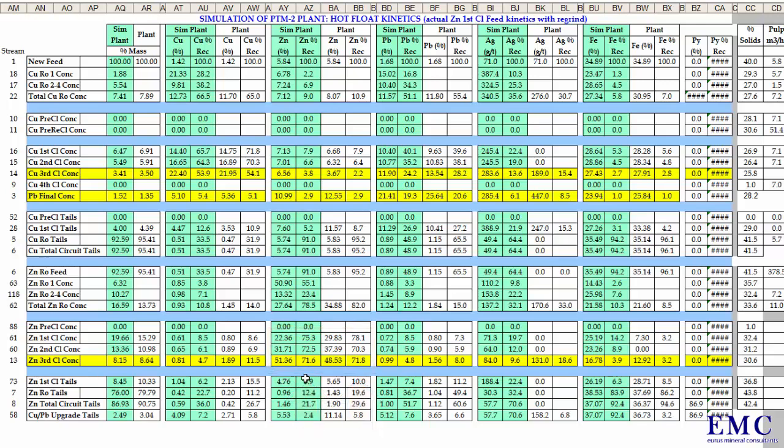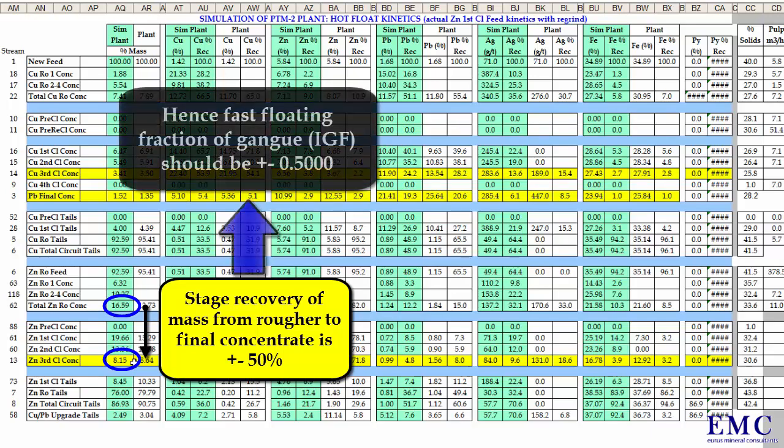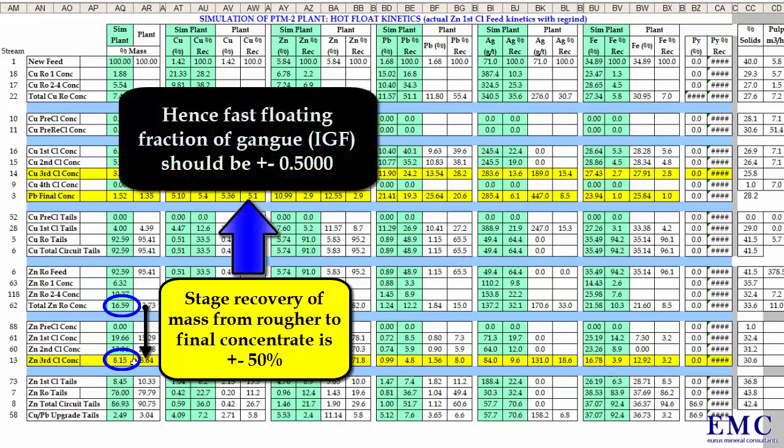Now what also needs to be borne in mind is not only do the zinc kinetics change to actually what they should be, but also if you look at the mass pulls in the plant, the zinc rougher concentrate is about 16.6% mass and the final concentrate is 8% mass roughly. So that means the stage recovery from the zinc rougher concentrate mass to zinc final concentrate mass is about 50%. That means that the fast floating fraction of gangue should also be in the region of 0.5, because again that is a stage recovery.